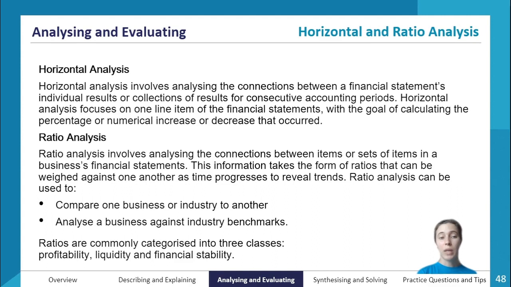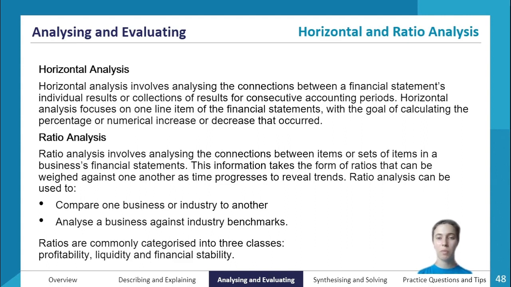Something else that you need to be able to understand and then perform yourself is horizontal analysis and ratio analysis. So later on in the year, you'll learn some other types of analysis as well. There's also trend analysis, but for now, these are the two that you need to understand. So horizontal analysis involves analyzing the connections between a financial statement's individual results or collections of results for consecutive accounting periods.